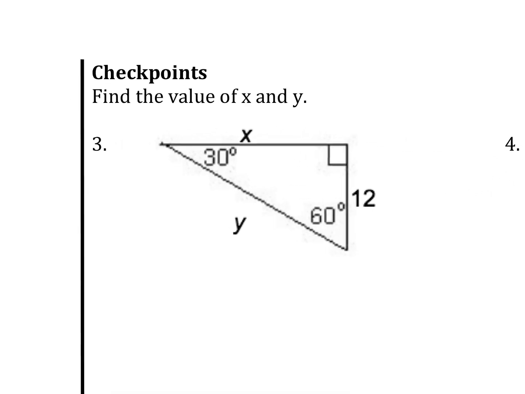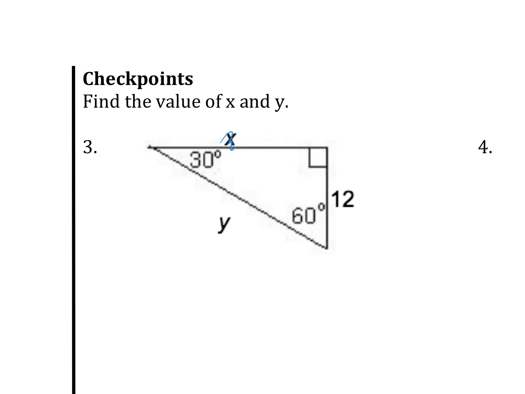All right, the labeling here is all goofy again. We're going to call this x square root of 3, and we're going to call that z, okay? Because the x is in the wrong spot. So what do we need to label as? x square root of 3. 12 is equal to x, and y is equal to 2x.